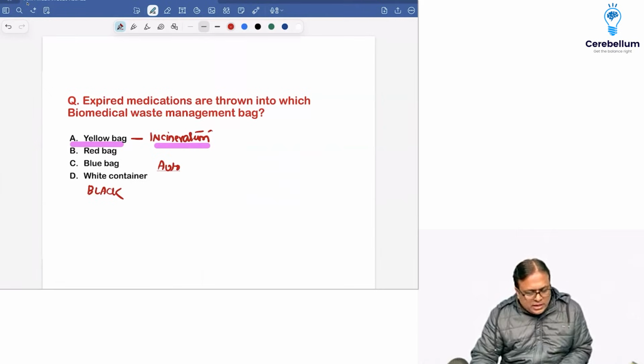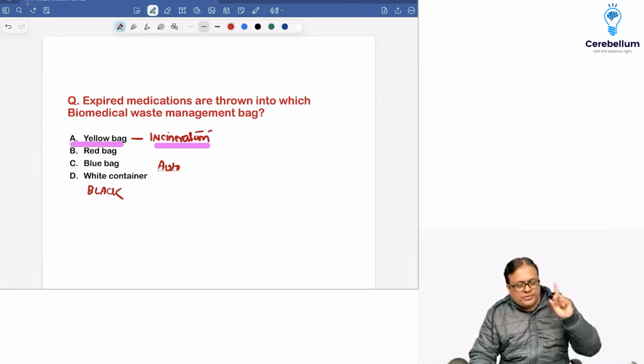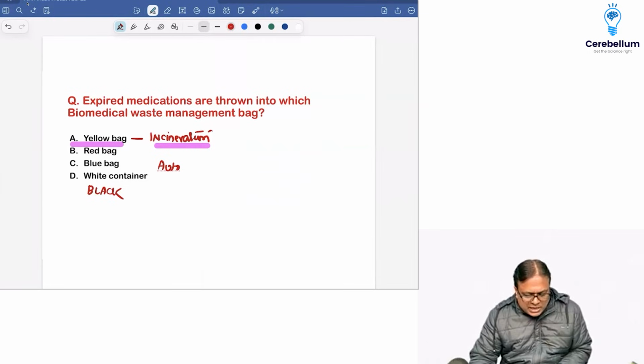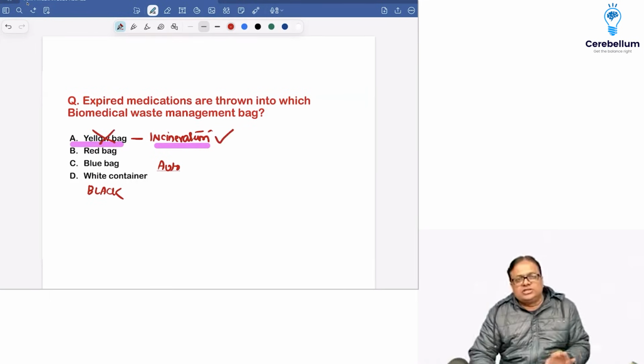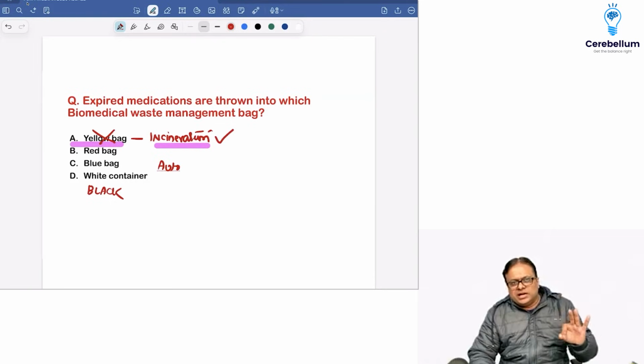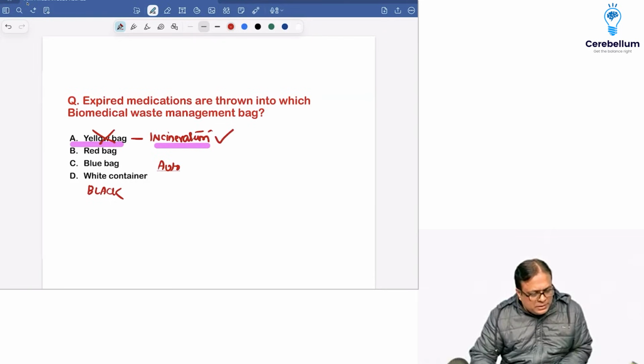So yellow incineration, you just have to confirm. Was the bag asked or the process or both were asked? Bag, process, both. Bag was not asked. Okay, good. So it is incineration. Yellow bag, expired, discarded medicines, incineration should be done.